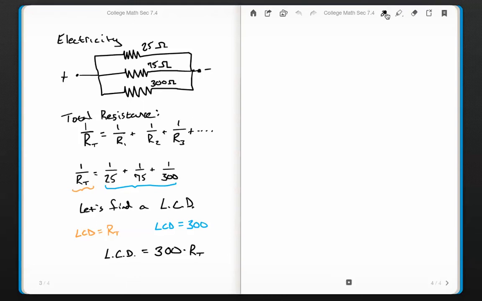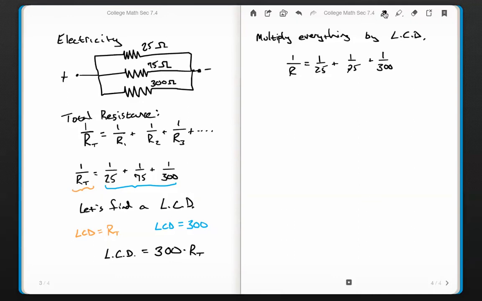So we multiply through everything by the lowest common denominator. The goal is to get rid of the fractions. So I have 1 over r equals 1 over 25 plus 1 over 75 plus 1 over 300.